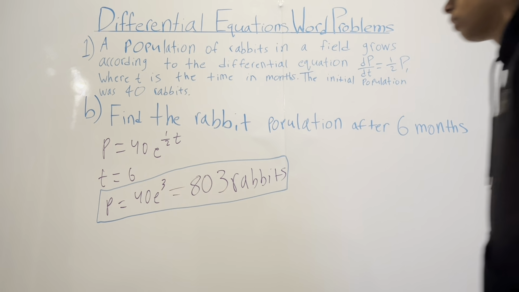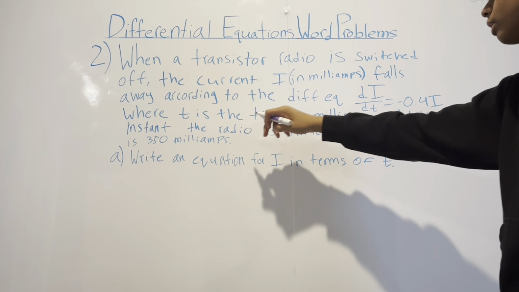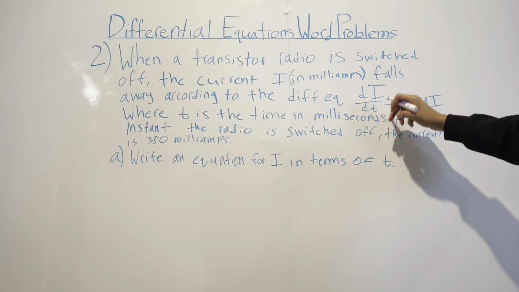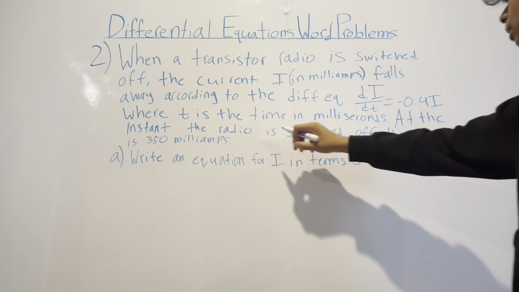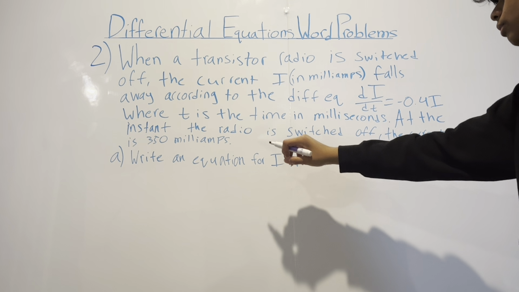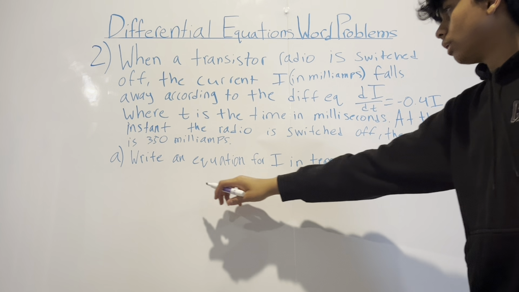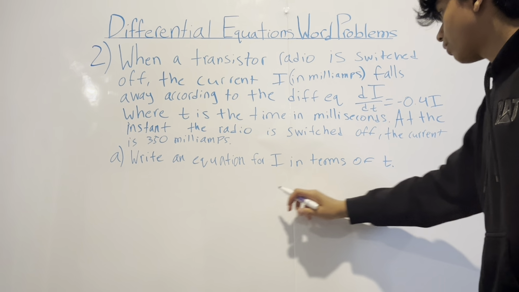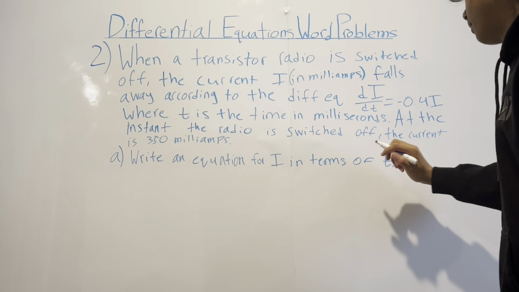Question 2, we have, when a transistor radio is switched off, the current I in milliamps falls away according to the differential equation di over dt equals negative 0.4 I, where t is the time in milliseconds. At the instant the radio is switched off, the current is 350 milliamps. For part A, it says write an equation for I in terms of t. So we have to do basically the exact same thing as question 1.